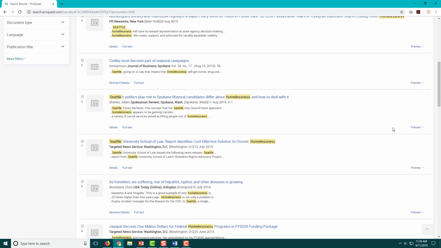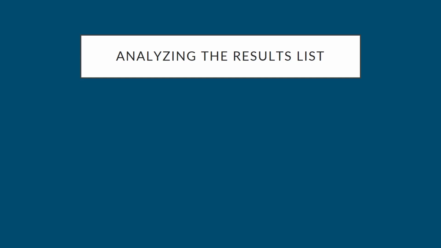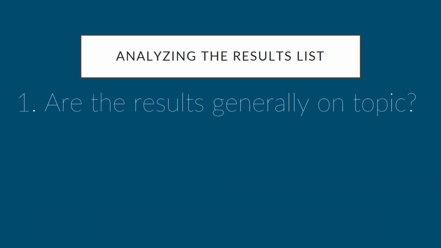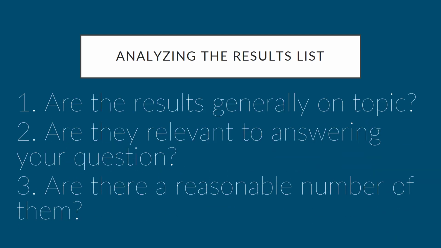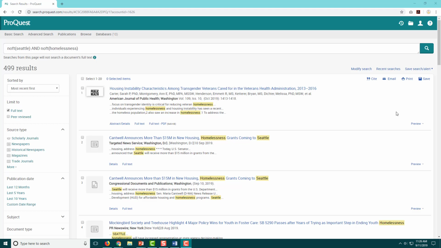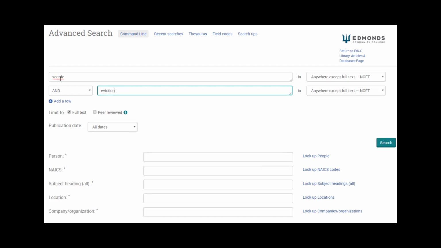Before you click on any of the articles, take a moment to skim the results list and ask yourself some questions. Are they generally on topic? How many of the results look relevant? Do I have a reasonable number of results? If the answers to these questions are yes, most, and yes, then you can proceed to look for sources from this results list. But if not, revise your search. Go back to your list of keywords and try a different search.